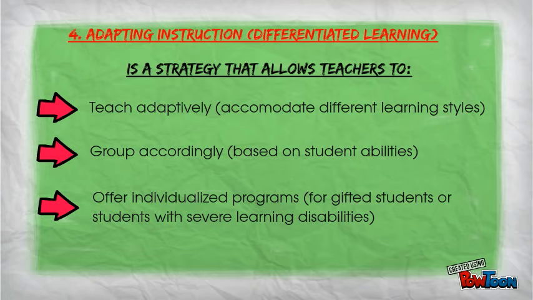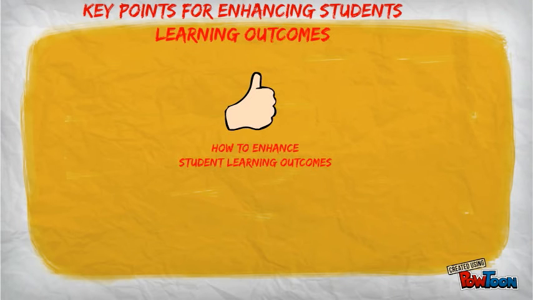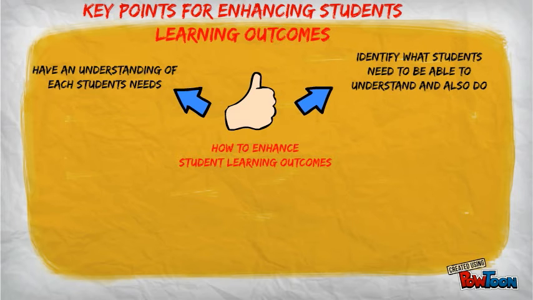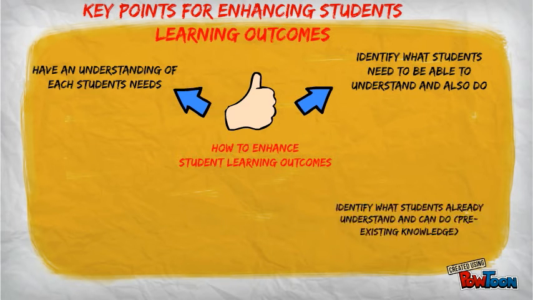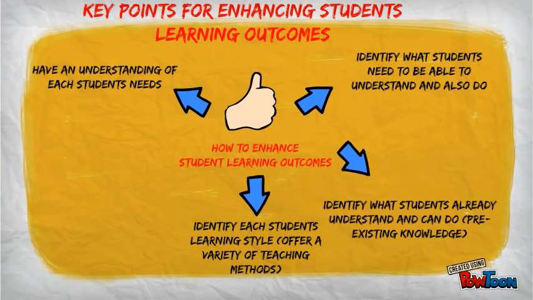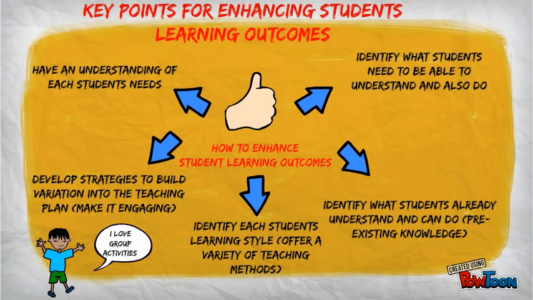Some key points for enhancing learning outcomes: understand each student's needs, identify what students need to be able to understand and do, understand students' pre-existing knowledge, identify each student's learning style, and build variation into the teaching plan.